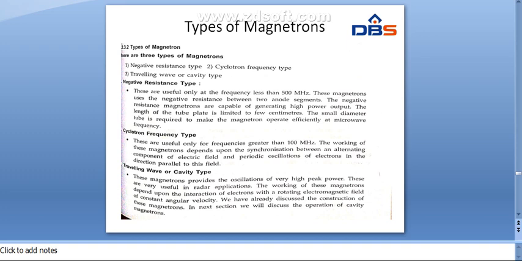The negative resistance type magnetrons are useful at frequencies less than 500 MHz. These magnetrons use the negative resistance between two anode segments. The negative resistance magnetrons are capable of generating high power output, and the length of the tube plate is limited to a few centimeters.